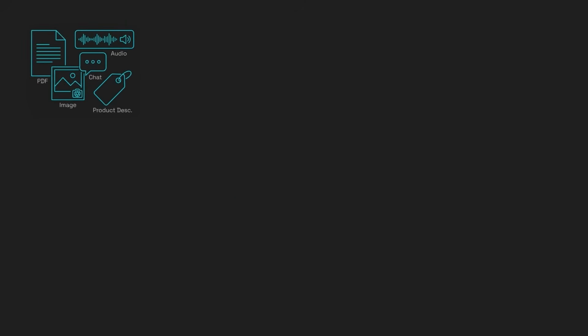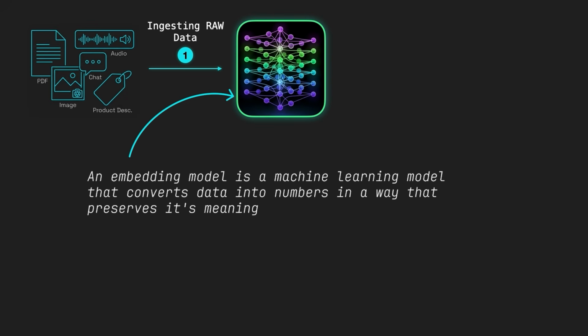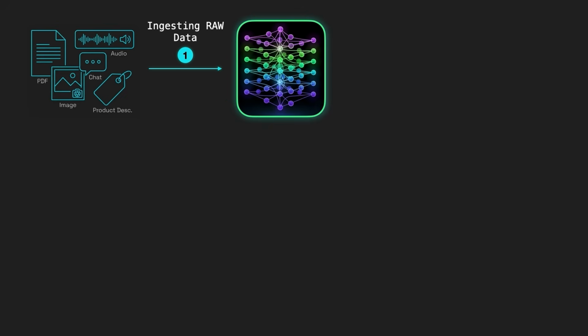This could be text, images, documents, code, or anything else, and then pass it into an embedding model. Now, what is an embedding model? An embedding model is a machine learning model that converts data into numbers in a way that preserves its meaning. So here the embedding model's job is simple. It converts raw data into a long list of floating point numbers.